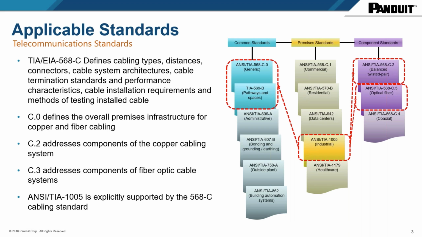So we are dealing with several standards when it comes to connecting Ethernet networks in factory systems. These standards are divided between common standards, which apply in industrial and commercial spaces, premises standards, which specifically discuss how we apply it in commercial, residential, and industrial, and components. And those standards basically are governed by a consortium that's called TIA in the Americas.